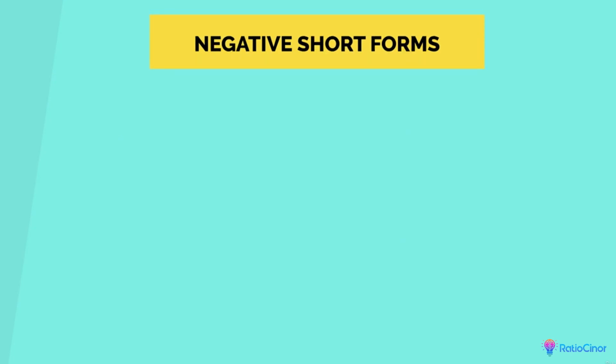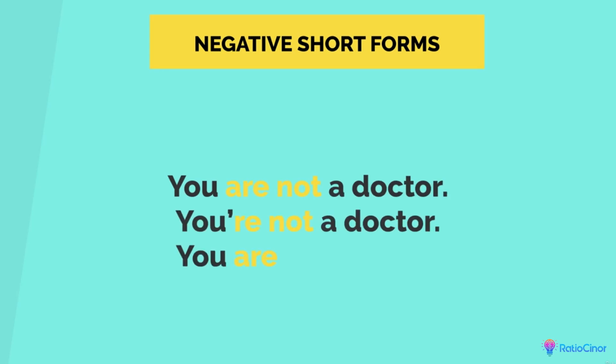Negative short forms. You can contract you are not in 2 ways. You can contract the subject and verb, or you can contract the verb and not. You are not a doctor. You're not a doctor. You aren't a doctor. Are not contracts to aren't.